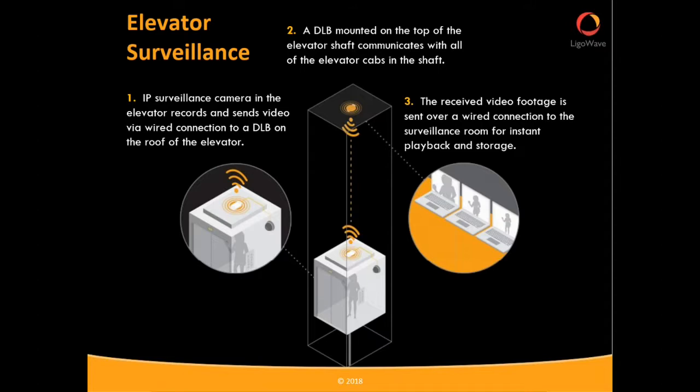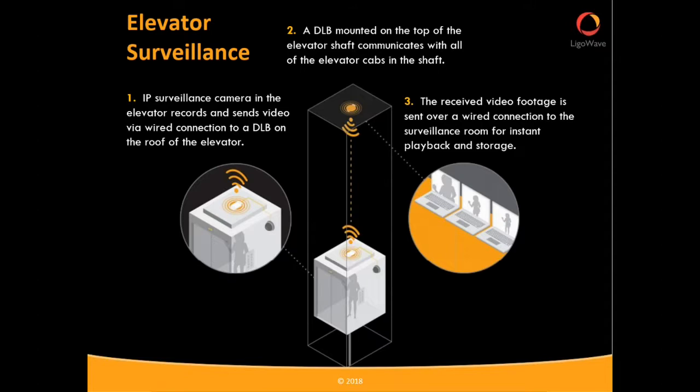So you have one link in your elevator cab that's hooked up to a camera or any other network devices that are in your elevator. You can then put the DLB on the roof of the elevator, and then you put a second DLB at the top of the elevator shaft to communicate with the elevator cabs in the shaft. Now, this is shown for point to point, but you can actually do this point to multi-point, where each elevator cab is an endpoint, so each one has its own radio, and I just have one radio centered in the middle of the shaft at the top.